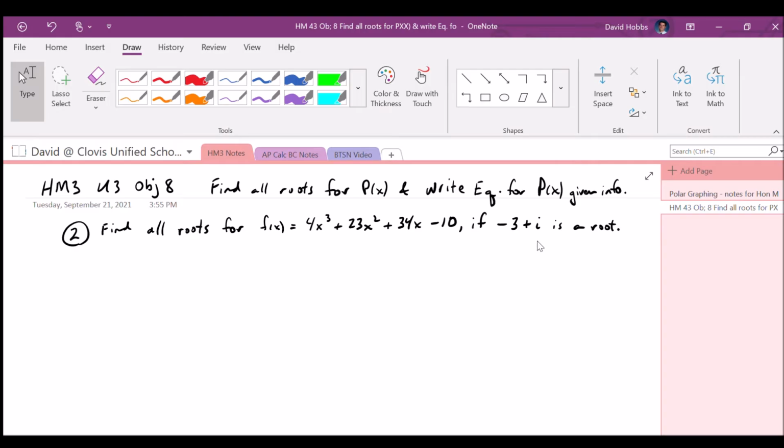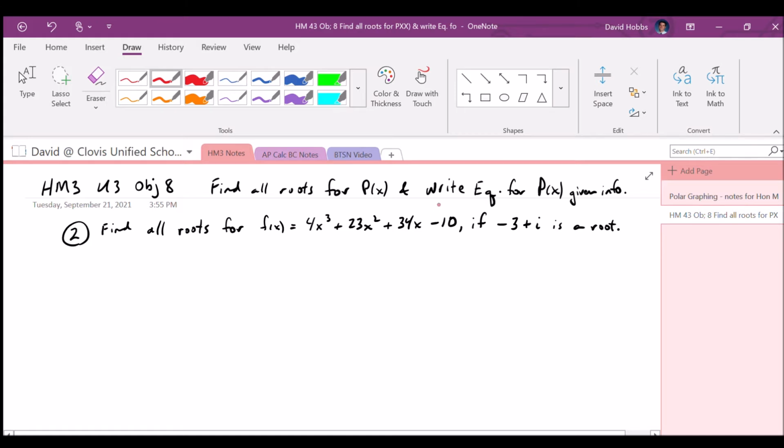These are notes for Honors Math 3, Unit 3, Objective 8. Although I'm actually just doing a couple of problems from the worksheet itself, and I'll be explaining what's going on. If we look at the title of the notes, it says find all the roots for the polynomial function. We've been doing that for a while. It's just the problems are getting a little bit more complex.